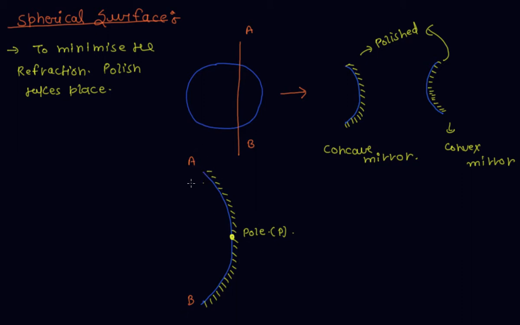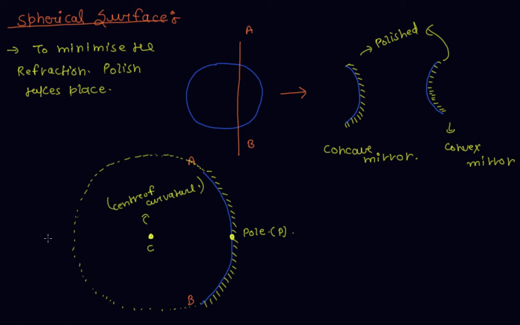This concave mirror, or this spherical mirror, is part of a sphere. The center of the sphere is called the center of curvature and is represented by capital C. So basically this mirror is part of that sphere, and the center of the sphere is called the center of curvature.